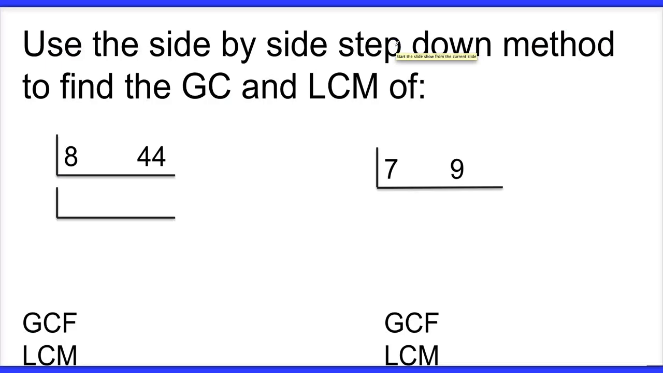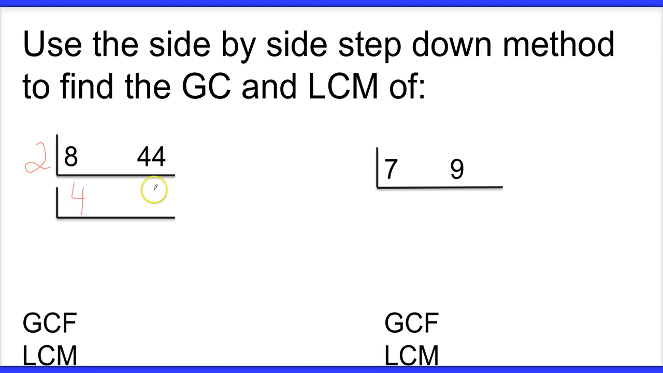Okay, I have my pen now, so let's take a look at finding the greatest common factor and least common multiple for 8 and 44, and then for 7 and 9. So let's start with 8 and 44. And I have my setup here. So I've got my step down division, and I'm going to think the smallest prime number to go into 8 and 44 is 2. So 2 goes into 8 4 times.